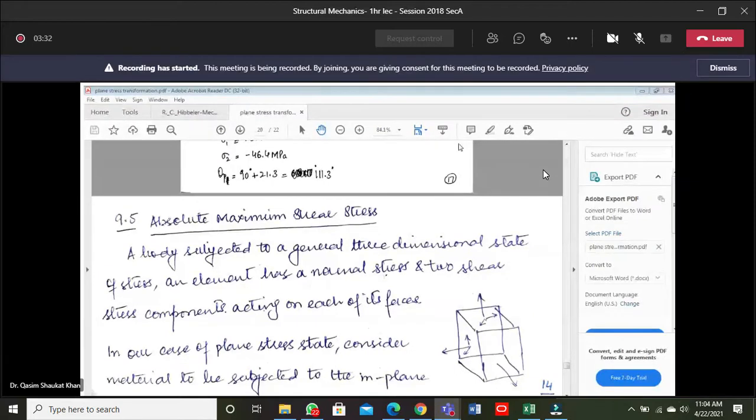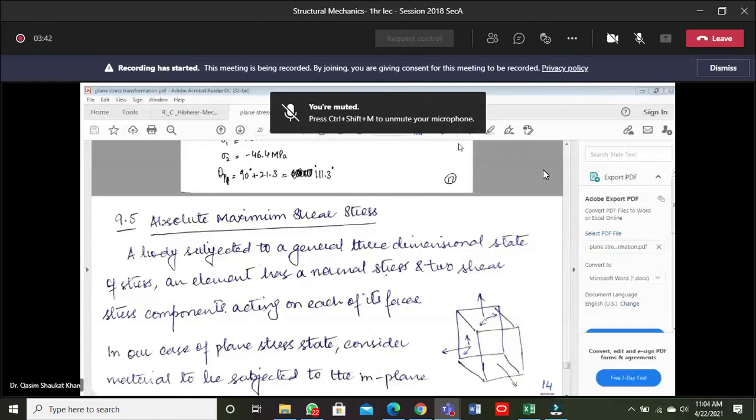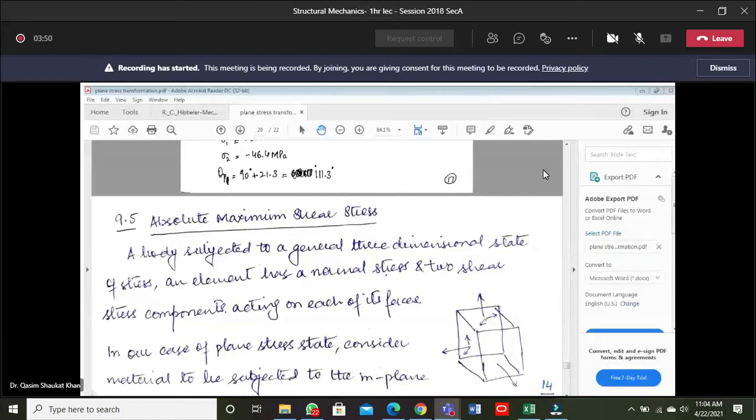We are going to study absolute maximum shear stress, and this is heading 9.5 of the book. This is the last topic of this chapter as well. There are different scenarios, so we have to consider all of these. Let's start with it.